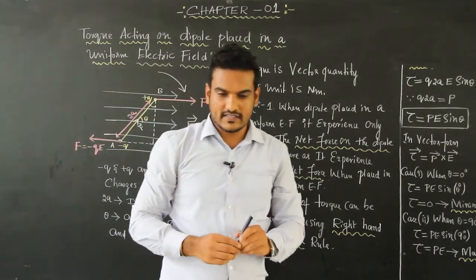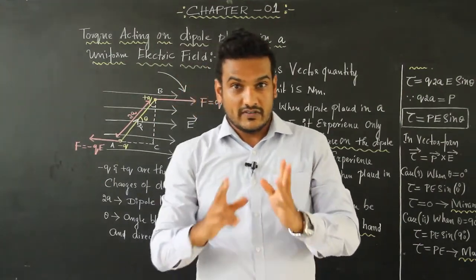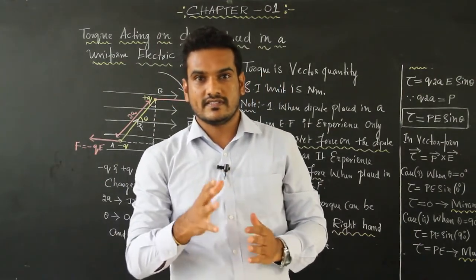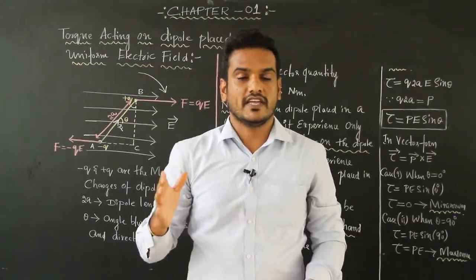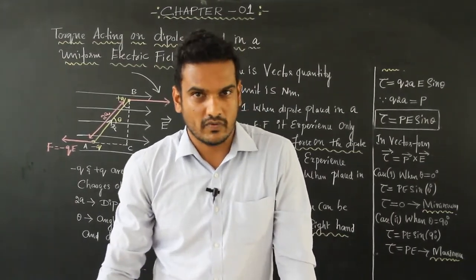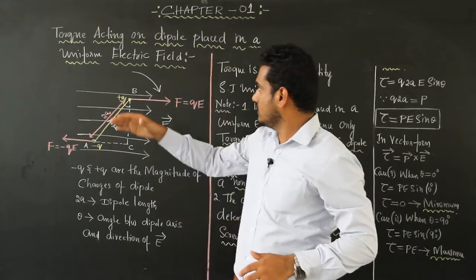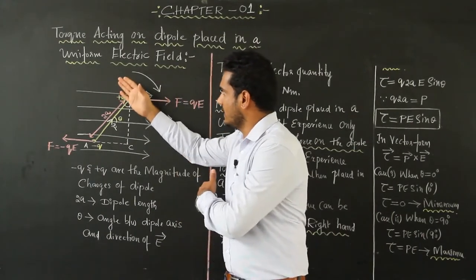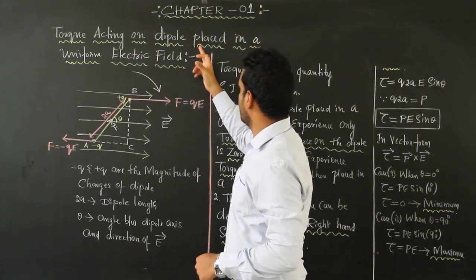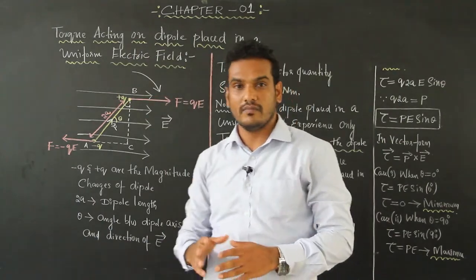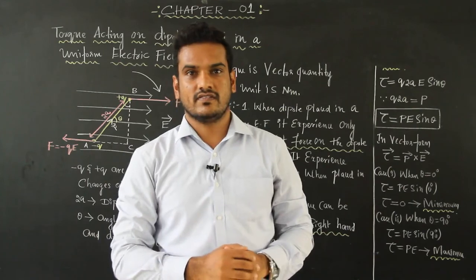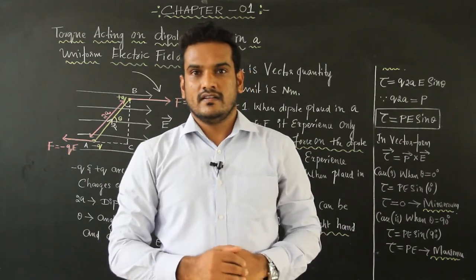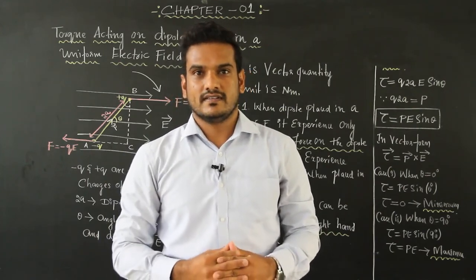So in this class, we derived two derivations. The first derivation gives the electric field at a point on the equatorial line of the electric dipole. From the second derivation we understood the torque acting on a dipole placed in a uniform electric field. So in the next class we will discuss a few more concepts. Thank you.